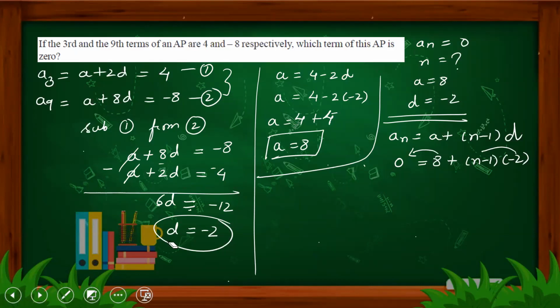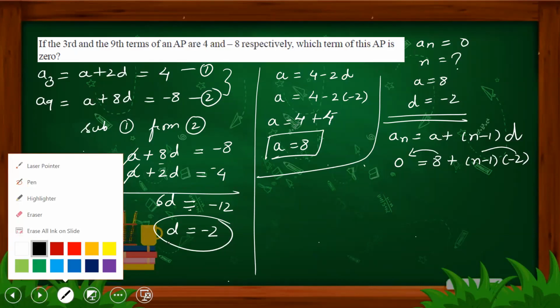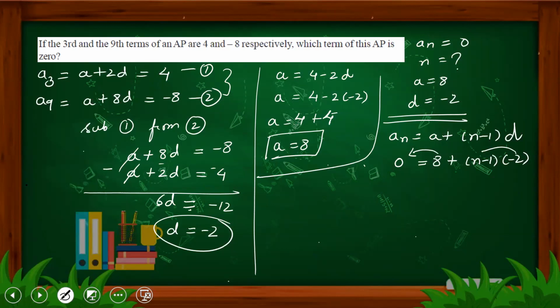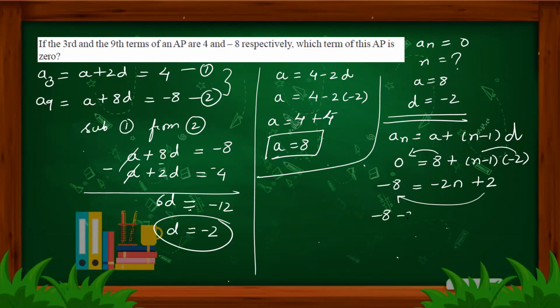Minus 8 into minus 2n plus 2. I'm getting this plus 2 over here. So this minus 8 minus 2 is equal to minus 2n. So minus 2n is equal to minus 10. Negative negative cancel. N is equal to 10 by 2. So therefore n is equal to 5.